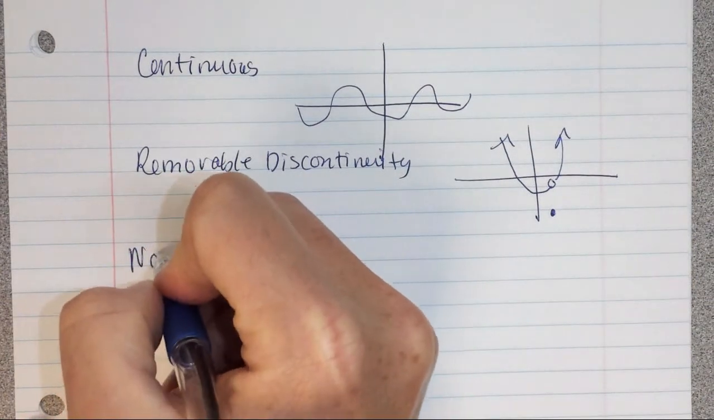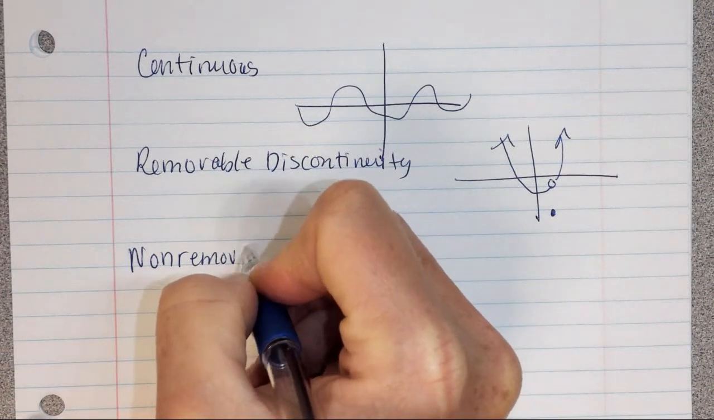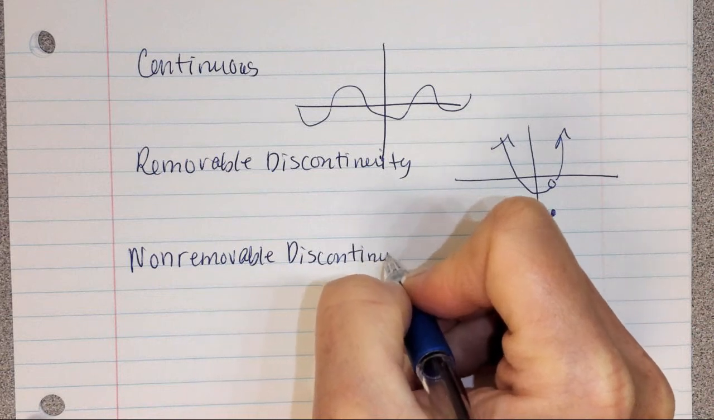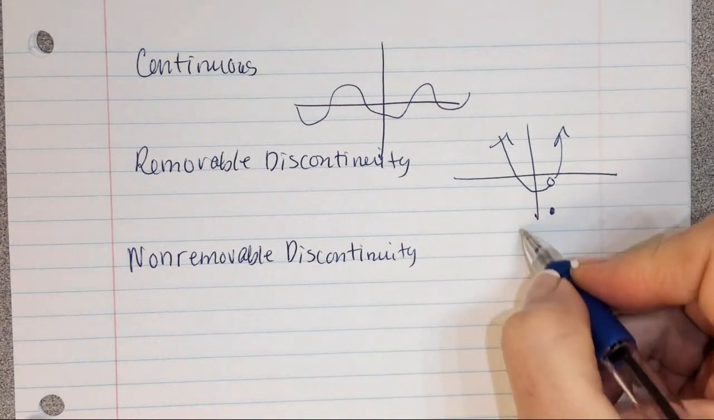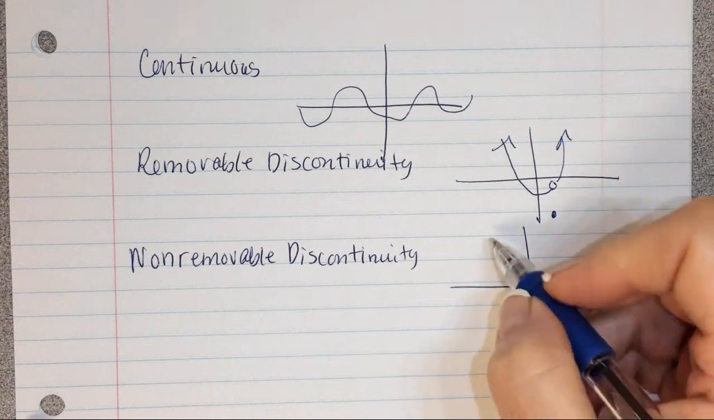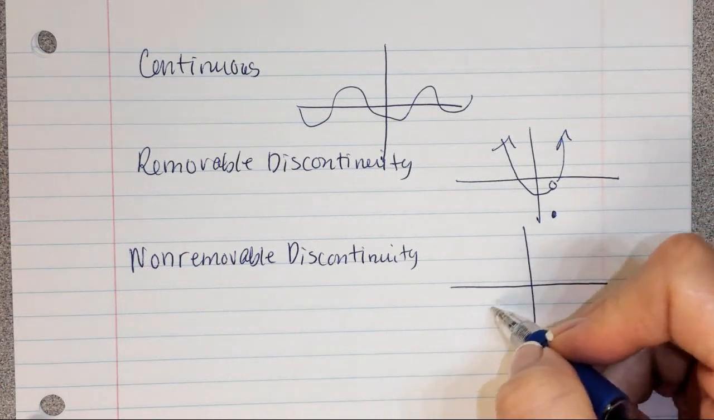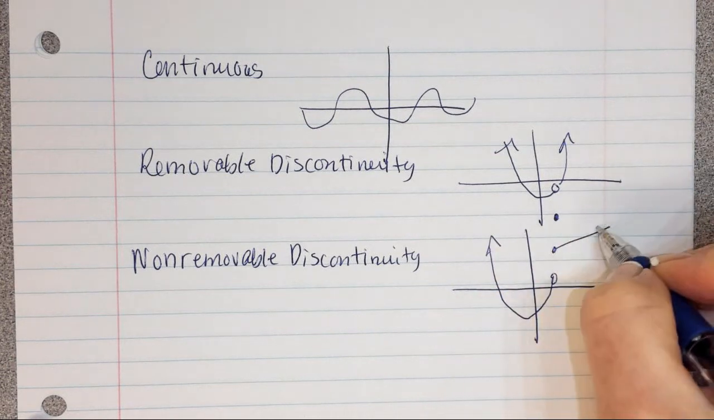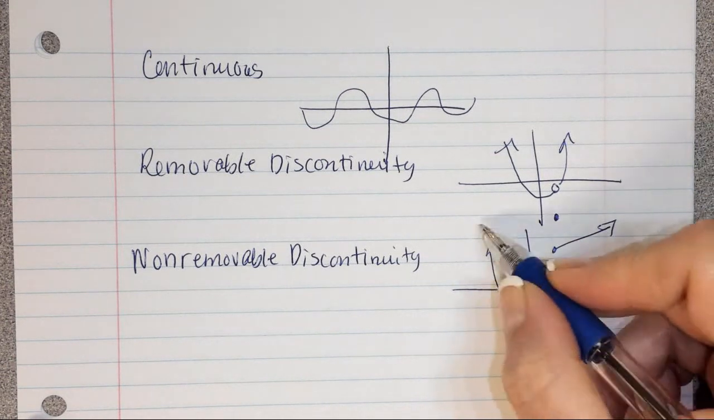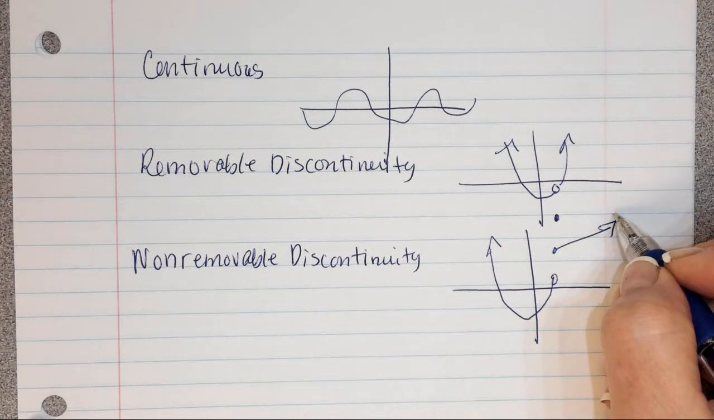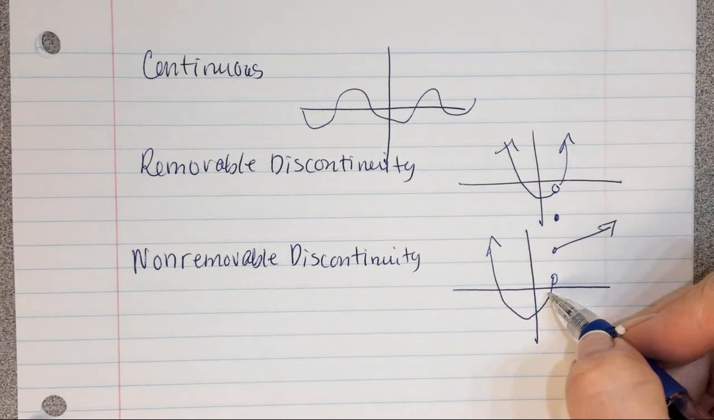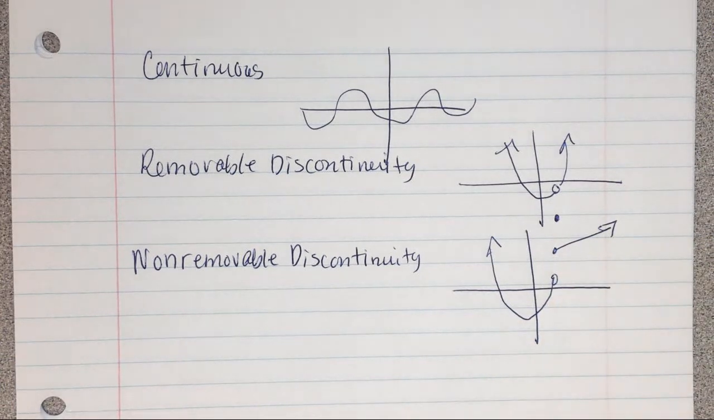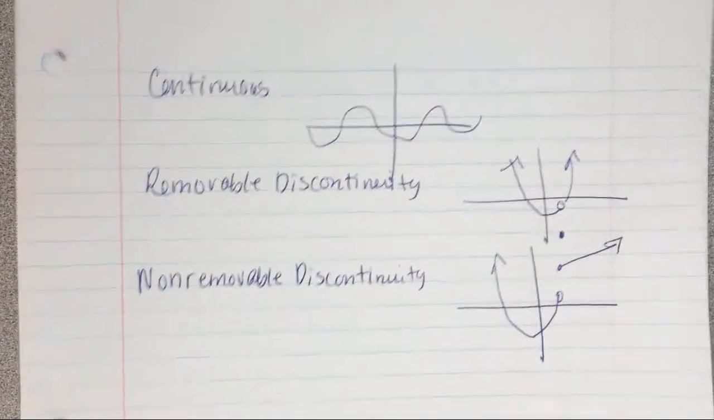Now, a non-removable discontinuity is going to be more complicated. A non-removable discontinuity is going to mean that there's a big gap. So we might have a piecewise function, for example. Maybe we have this kind of parabola, comes in like this, and then it picks back up here. Well, there's a huge gap there. There's no way to quickly make that a continuous function. So therefore, that is called a non-removable discontinuity right here at this C value. Okay, so that's an overall picture of what we're going to be looking at today.